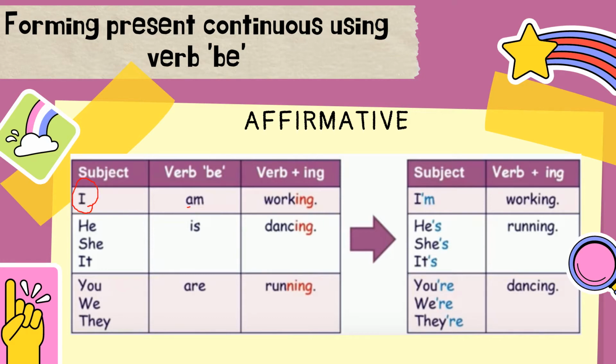As I have already explained to you before this, for subject I, you need to use am. For he, she, it, you have to use is. And for you, we, they, you need to use are. Because he, she, it is singular, that's why we use is. And you, we, they are plural, so we use are.